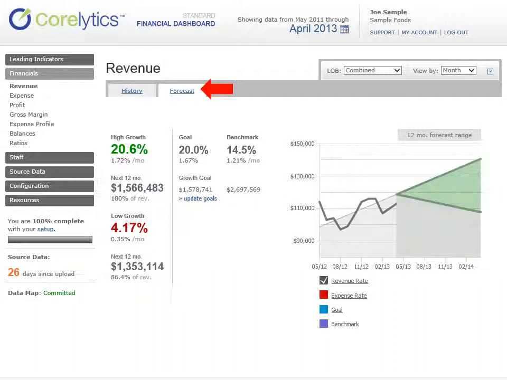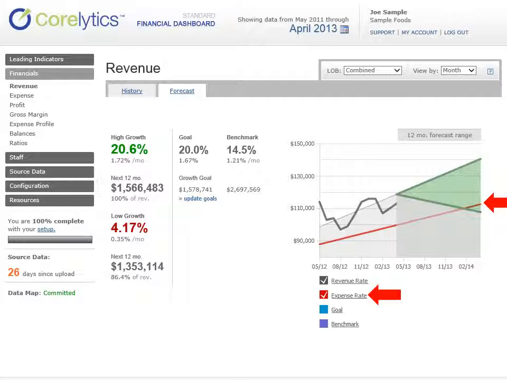Now let's take a look at the forecast. Now that we see where we've been, let's look at where we're headed. The first thing we see is a high growth scenario of 20.6%, and we see a low growth scenario that is at 4.17%, and of course that's red because it's below the goal of 20%. Now what we want to watch for is this potential collision between expenses and our revenue. And what we're seeing in this picture is about 8 months out, there's going to be a collision between expenses and revenues if we follow the low growth scenario.